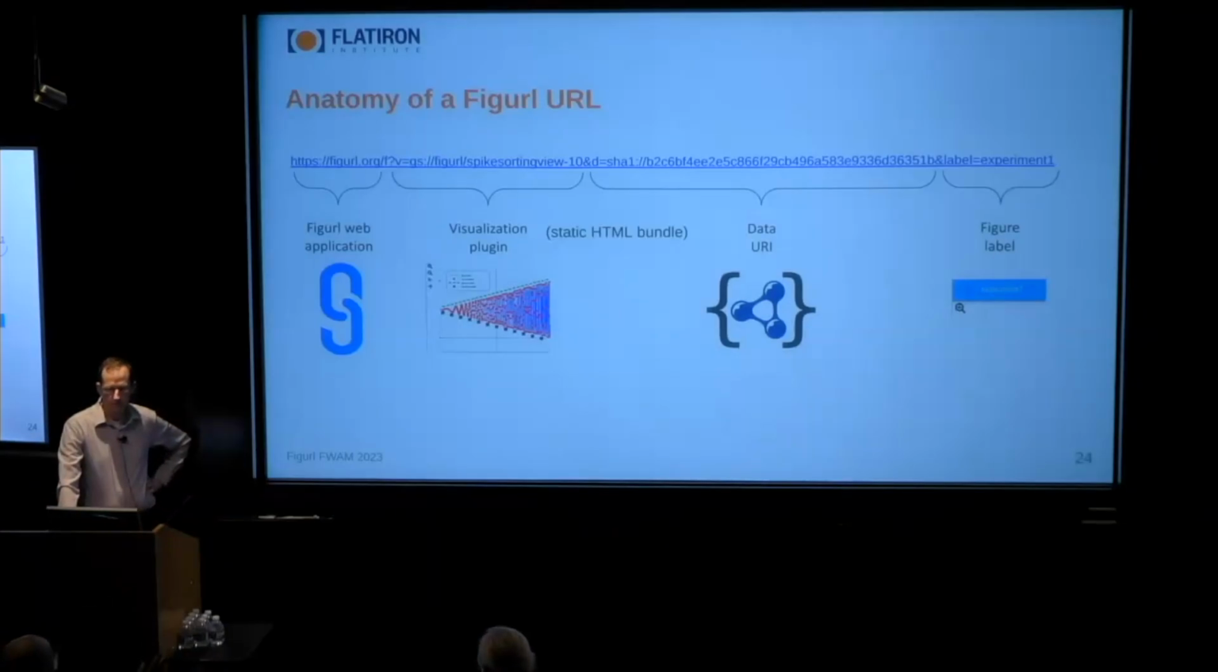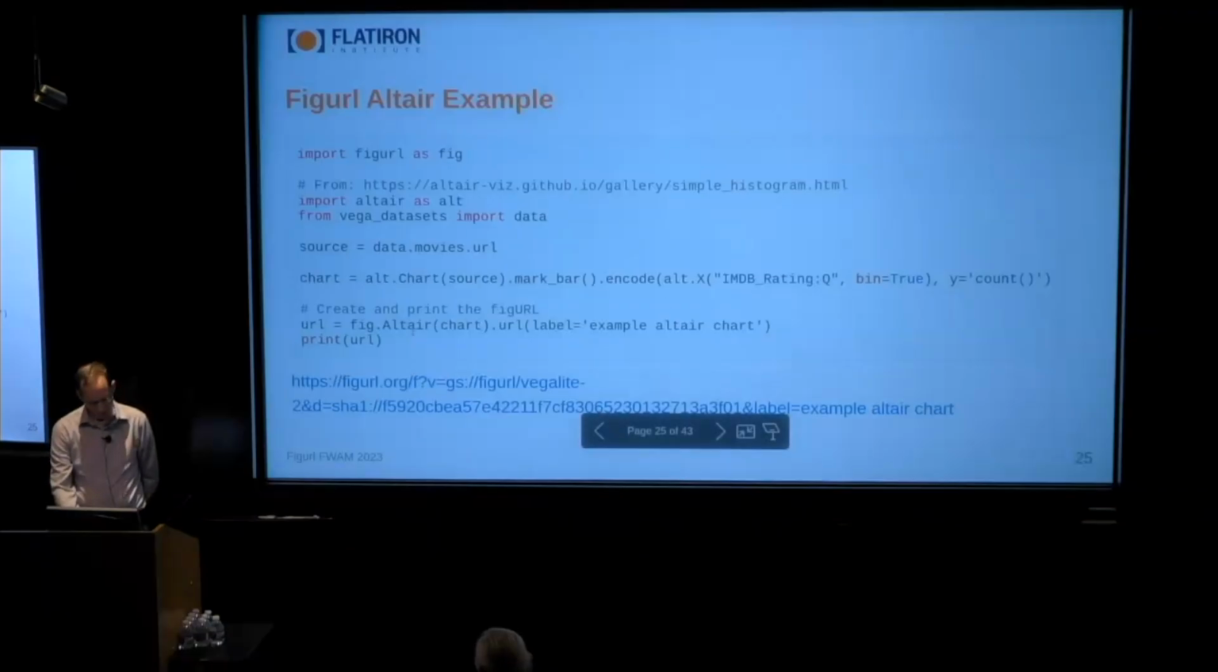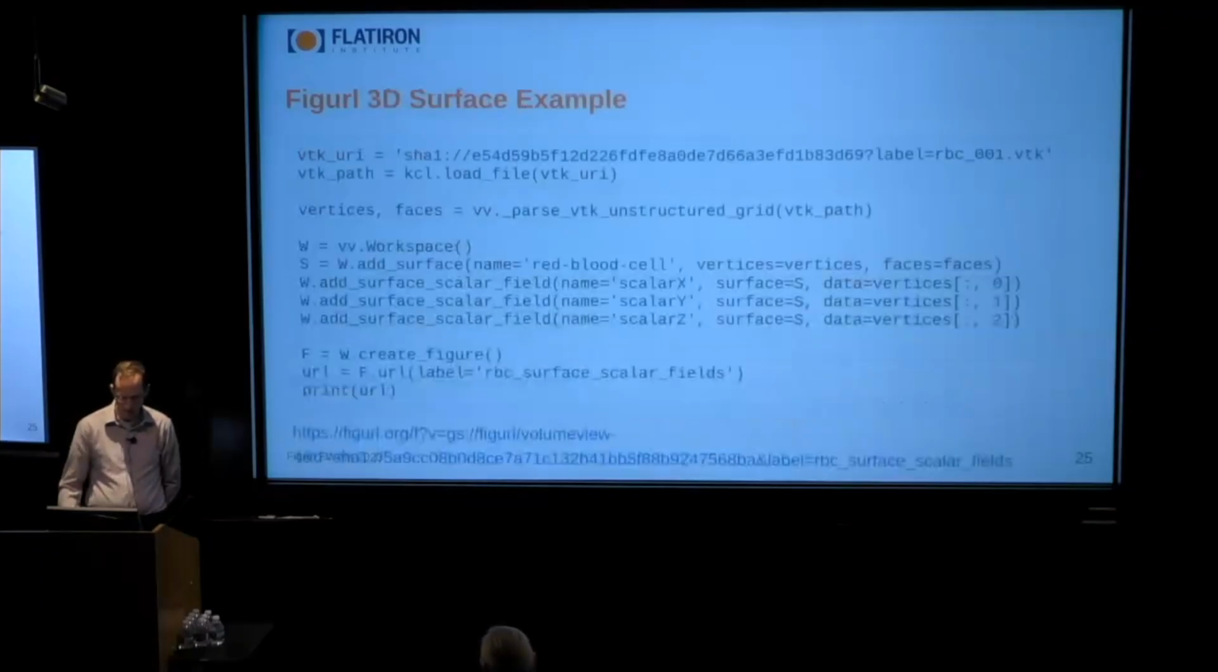Where does that live? I think I'll get to that a little bit later. Okay, so as I showed with Plotly, you can create any Plotly figure and display it as a FigURL. You can do the same with the Altair library. So you create a chart, and then you print the URL or save the URL in some database, and then you can share that.